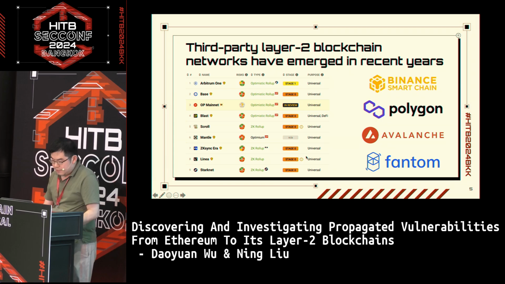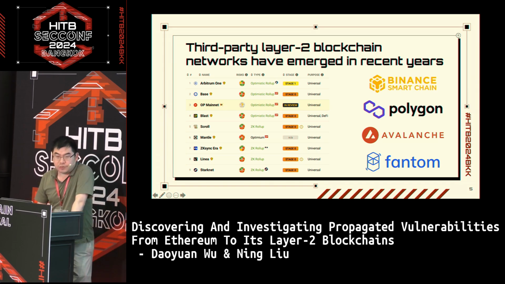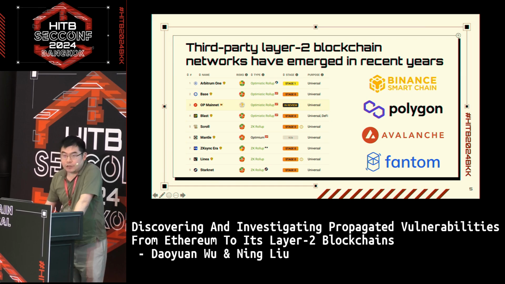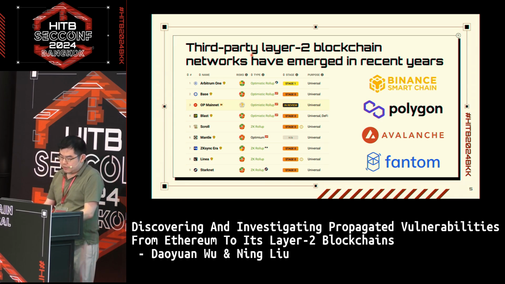To address this problem, naturally those blockchain vendors propose different layer 2 blockchain networks. I will introduce their architectures in the next two slides. Basically there are two current mechanisms to develop the layer 2 Ethereum blockchain. One is the so-called true layer 2 networks.